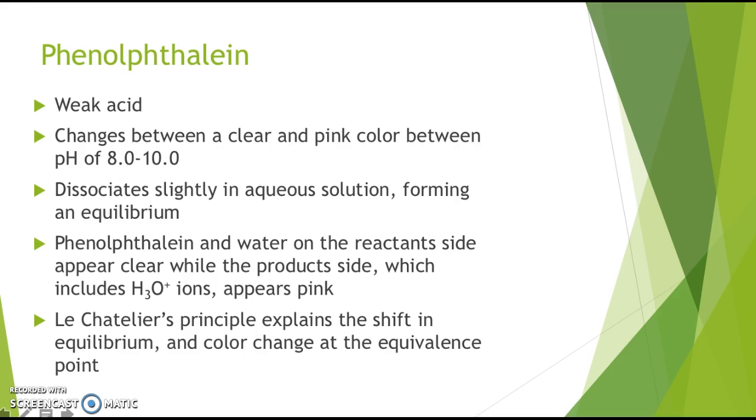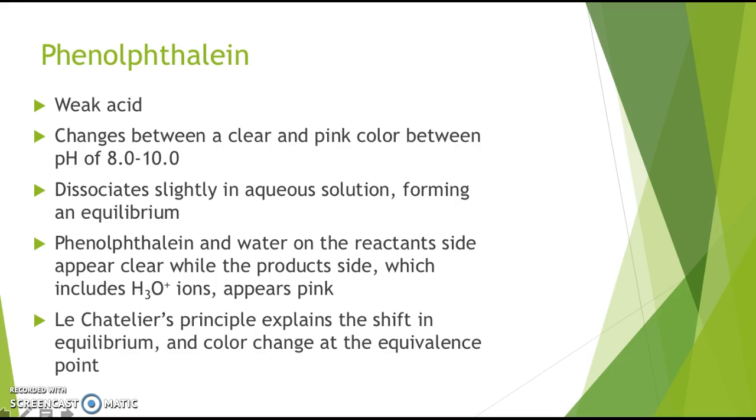In aqueous solution, the phenolphthalein dissociates slightly, forming an equilibrium, where the weak acid phenolphthalein and water appear clear on the reactant side, while the product side, including hydronium ions, appears pink. This makes it evident to see which side the phenolphthalein equilibrium is favoring by the color that it appears. Le Chatelier's principle states that when an equilibrium is disturbed by applying stress, the equilibrium will shift to relieve the stress. The excess amount of hydronium ions in an acidic solution will cause a shift to the left and favor the formation of the phenolphthalein, so a clear solution is observed.